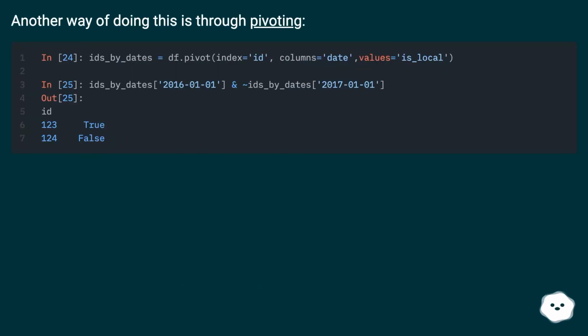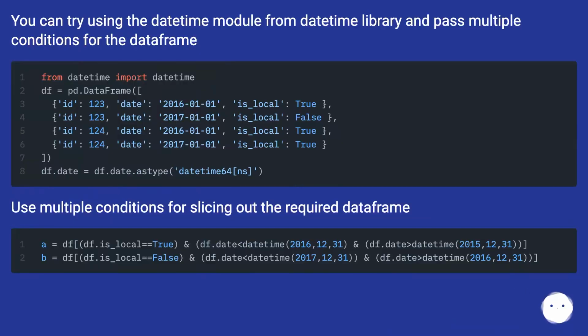Another way of doing this is through pivoting. You can try using the datetime module from the datetime library and pass multiple conditions for the data frame. Use multiple conditions for slicing out the required data frame.